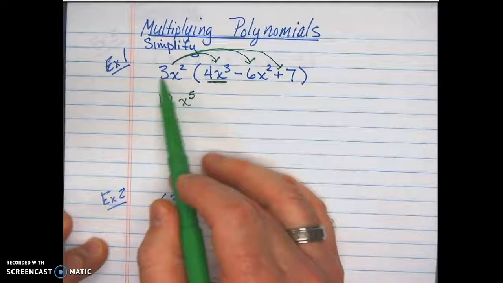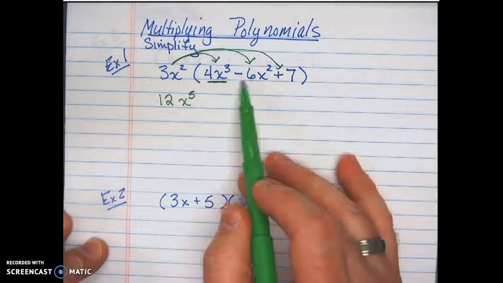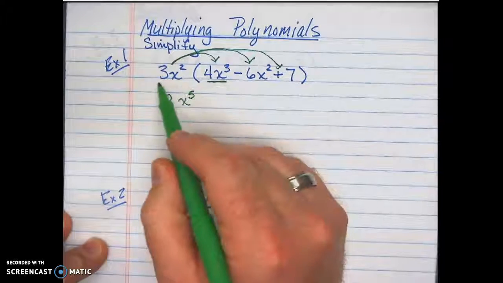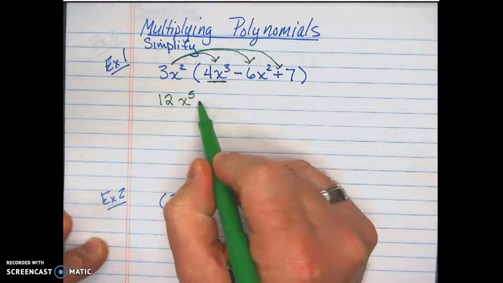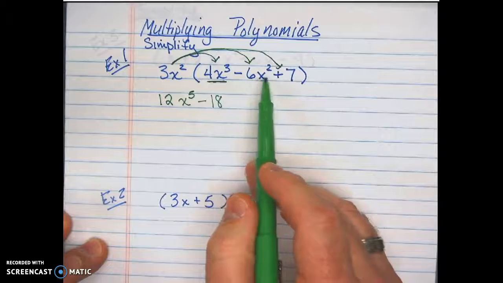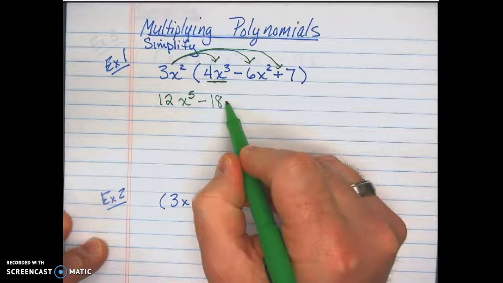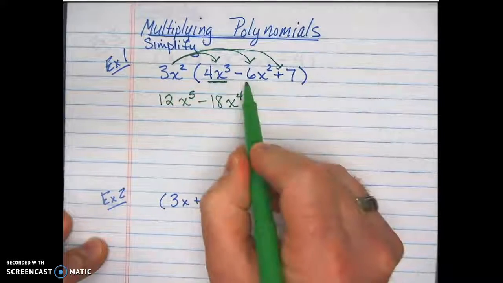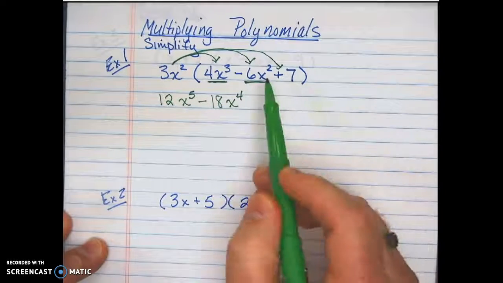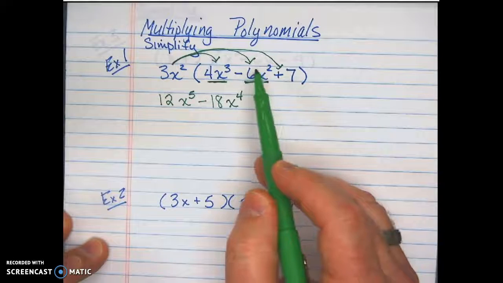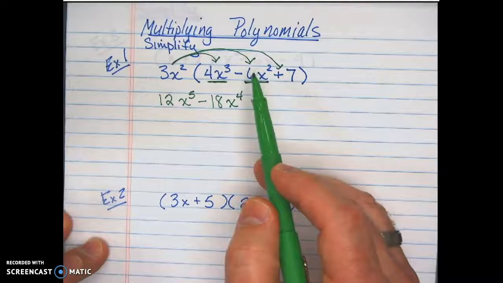So I've got now 3x squared times this negative 6x squared. So now I'm going to multiply our coefficients. So I have 3 times negative 6, which is going to be our negative 18. X squared times x squared, we're going to add exponents like we always do. So it's going to be x to the fourth. And now we have completed our second distribution in this example.